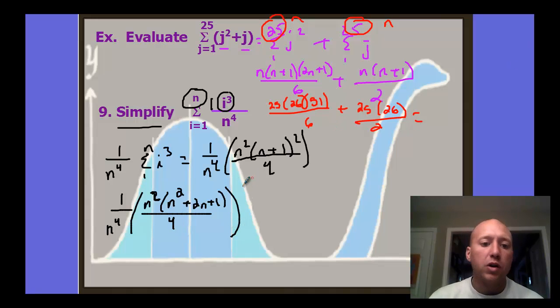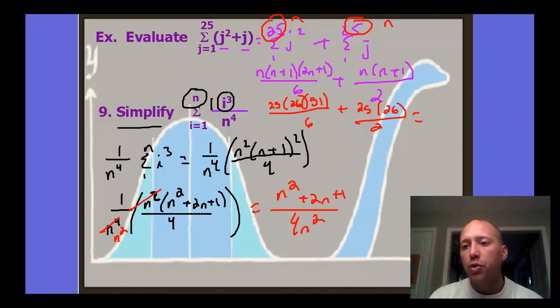And I can reduce a little bit here. This n squared here can reduce with 2 of these in, so I only have an n squared. And so I end up with n squared plus 2n plus 1 all over 4n squared. So that would be simplified.